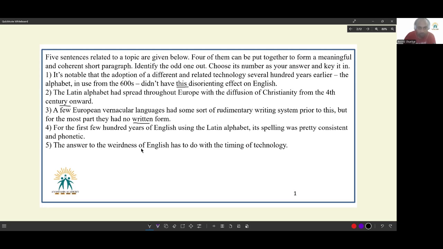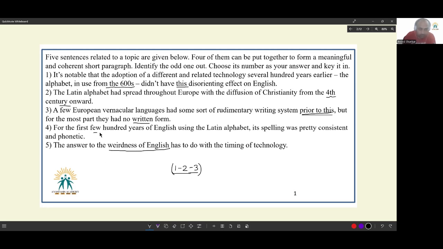When you look at this, this is the line that is talking of the weirdness of English, whereas statement 1 is talking about a timeline, and statement 2 is also talking about a timeline. So 1 and 2 make a pair. Neither of them can be odd one out. Now, a few rudimentary vernacular languages had some sort of rudimentary writing system prior to this, but for the most part, they had no written form. Prior to this is again in line with the timing system. So 1, 2, 3 would be a pair. In what order, I don't know, but 1, 2, 3 would be related to each other.